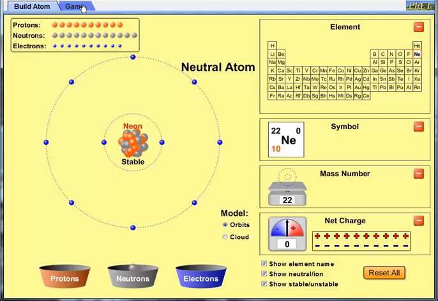This simulation also comes with a game you can play to put your skills to work, and the simulation is just included under this.